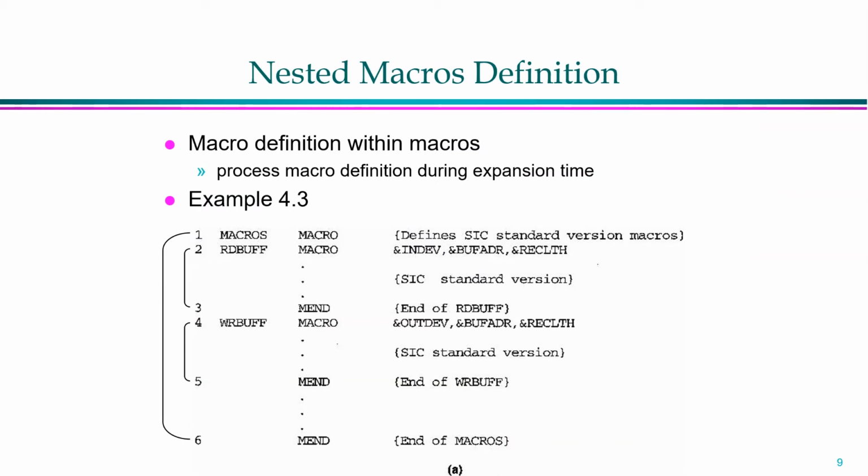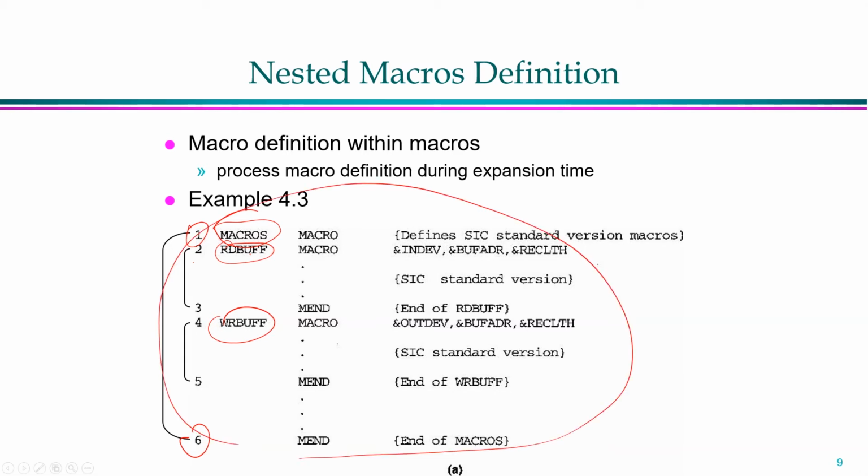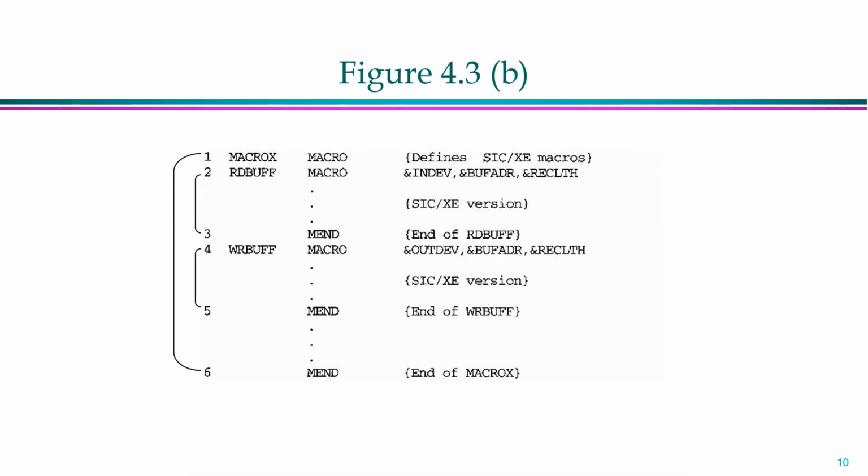So next, what is a nested macro? A nested macro means a macro that is defined inside another macro. Listen here. Suppose you see line number 1 and line number 6, that means here you have a macro called macros. Then from line number 2 to 3, you have a read buffer macro, and there is a write buffer macro from 4 to 5. That means this read buffer and write buffer are nested inside macros. Clear? That is called a nested macro.